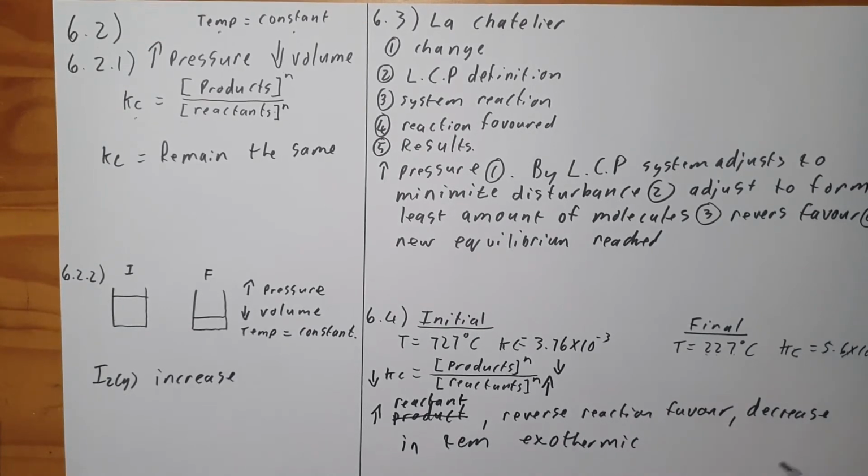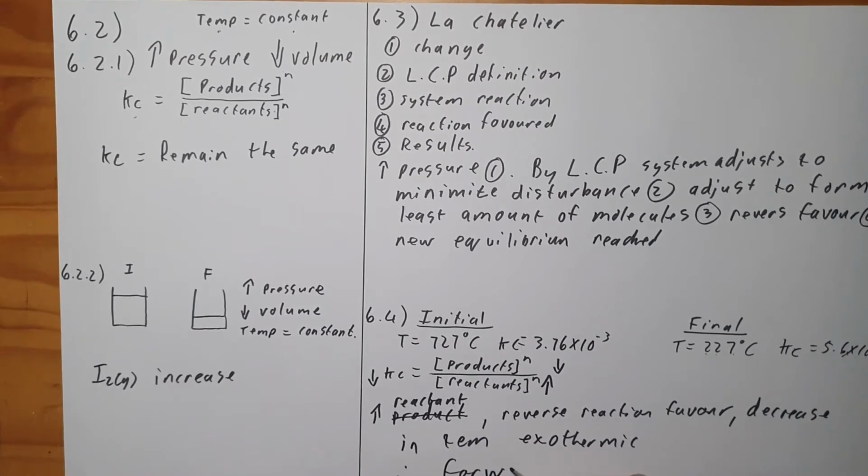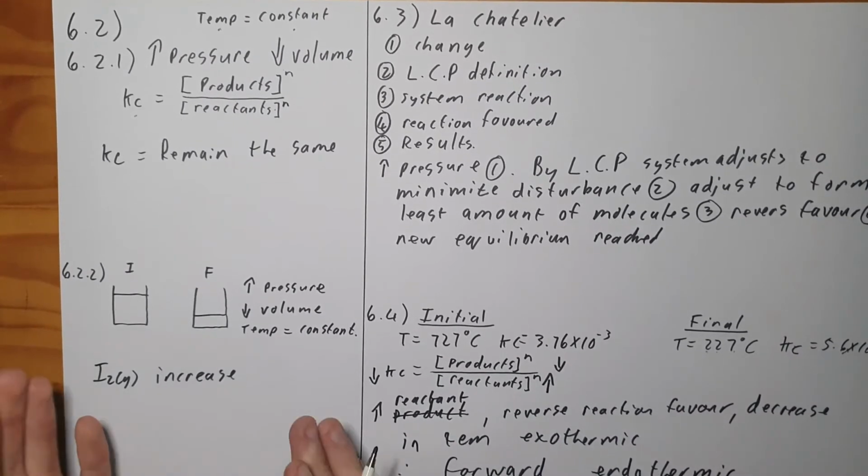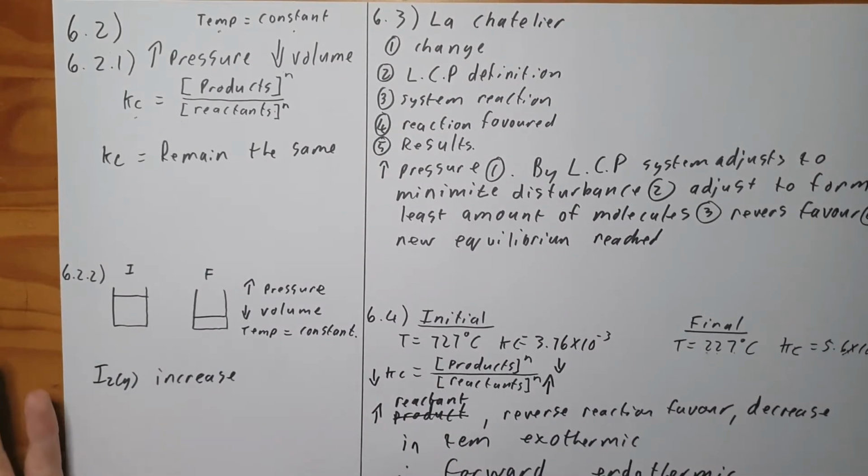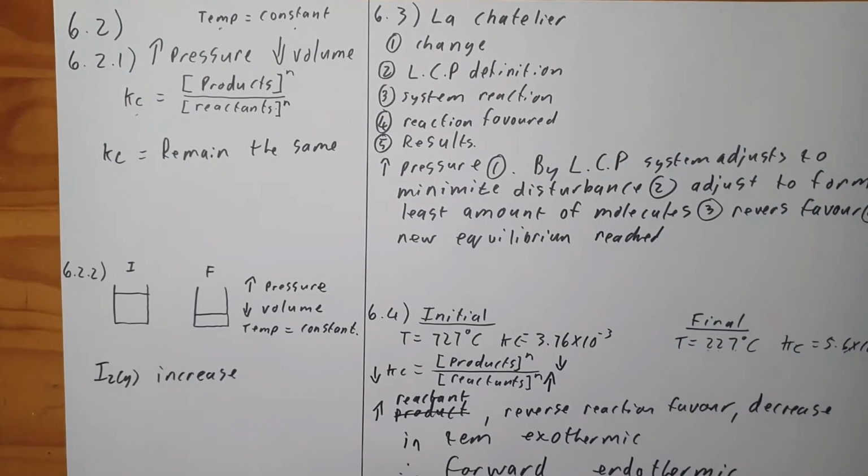Okay, therefore we can state that the forward reaction is endothermic. Because if I wanted to go back to where I was, I have to favor the forward reaction, therefore I need to put energy into the system, and therefore it's endothermic.